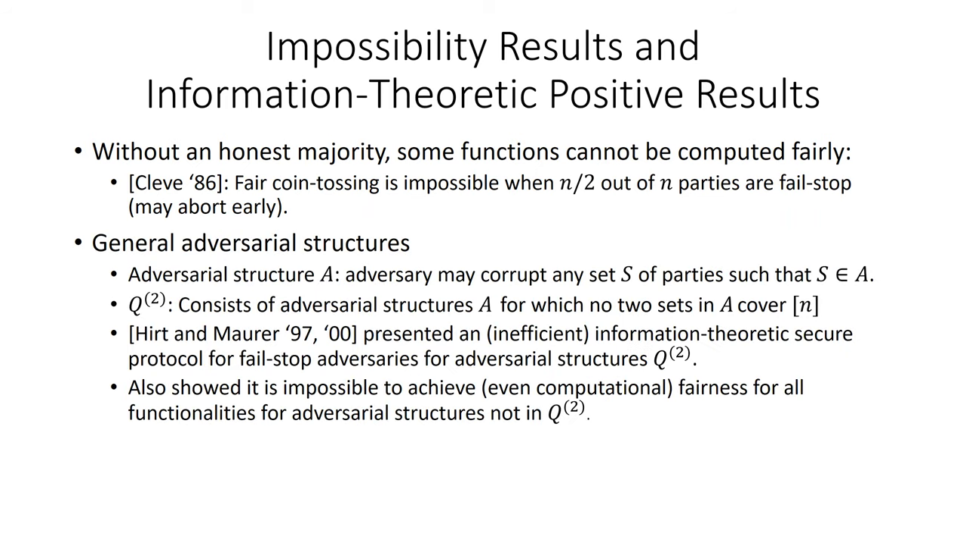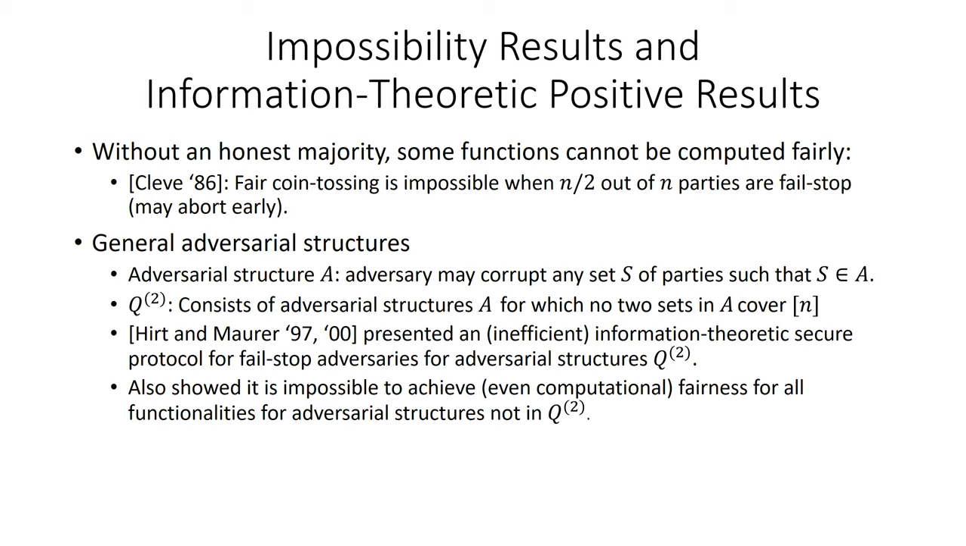There is also work on fairness for general adversarial structures. So what is an adversarial structure? An adversarial structure A is a set of sets, and the adversary is allowed to corrupt any set S of parties that is contained in A. The set Q2 consists of those structures A for which no two sets in A cover the entire set of parties N.